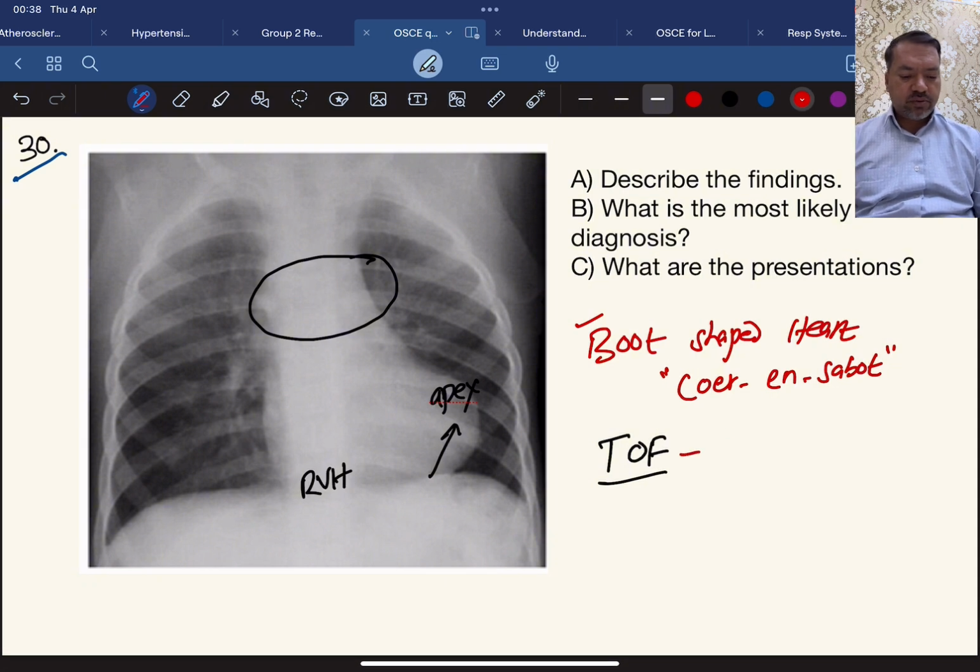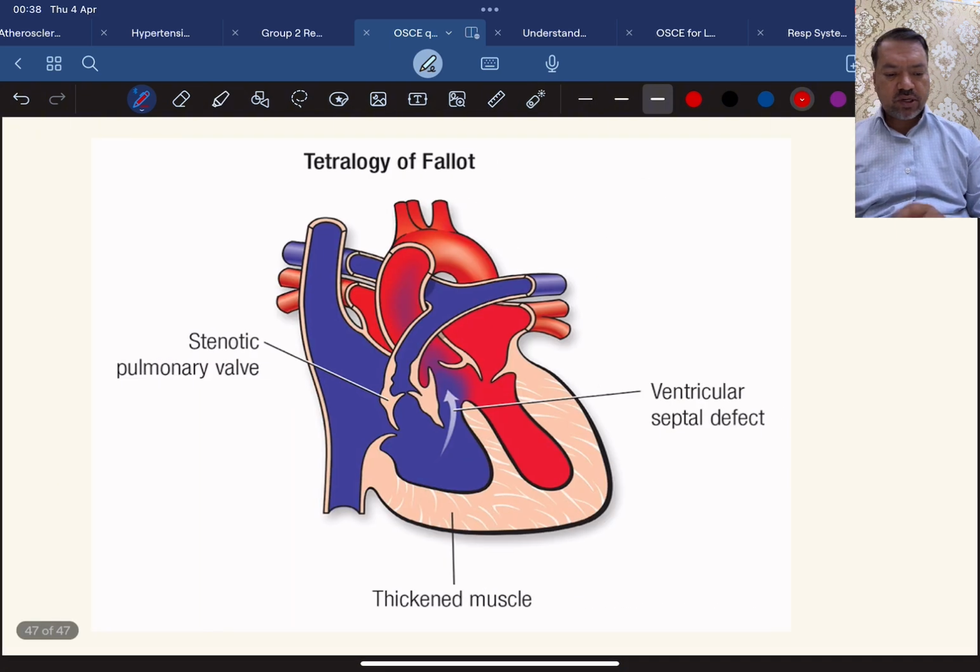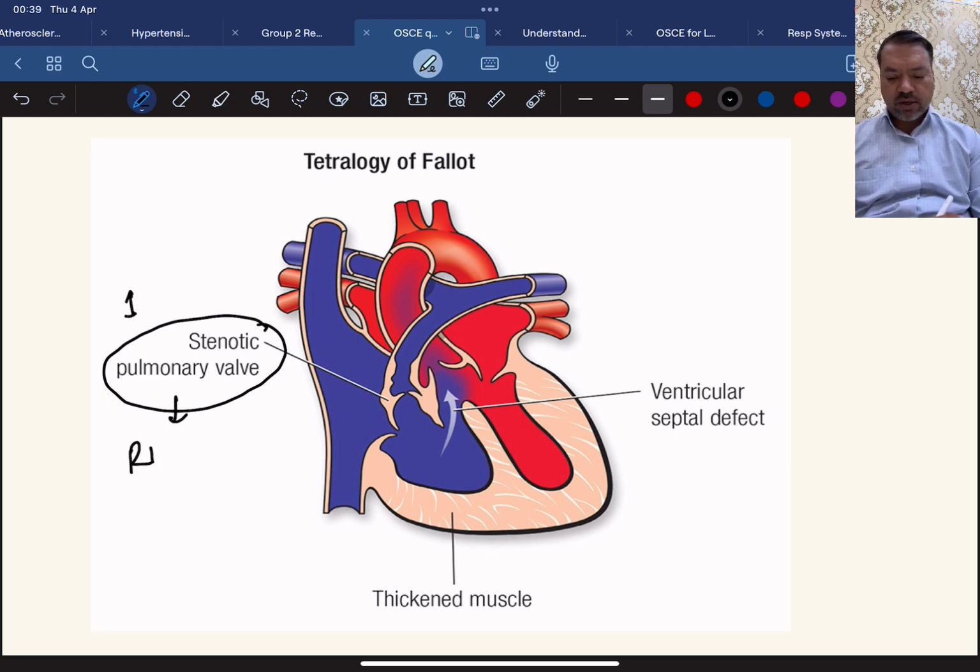Now, a favorite question is, what are the components of tetralogy of Fallot? I have collected one more slide, so it is easy for me to discuss there. Number one is a stenotic pulmonary valve. It is also known as right ventricular outflow tract obstruction. This is the other term.